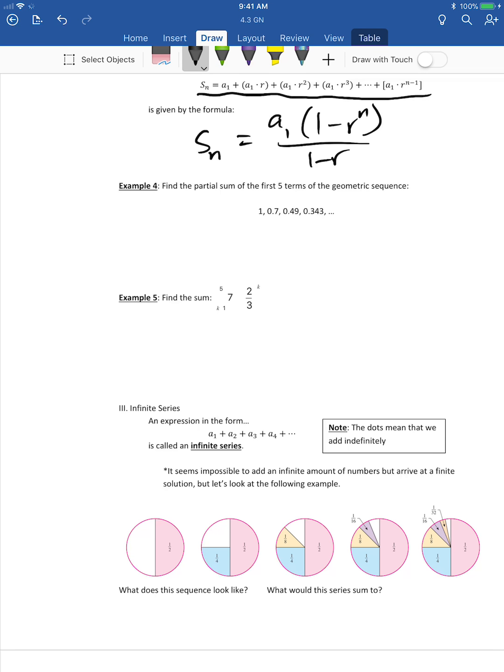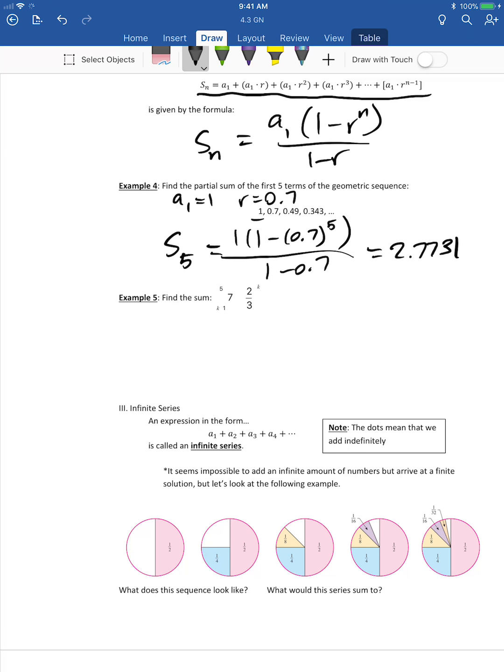Example 4, find the partial sum of the first 5 terms of the geometric sequence. That means we want the 5th partial sum. The first term is 1, so a1 equals 1. What is r? What am I multiplying each term by? Multiplying by 0.7. So plug this into your formula. To the nth power, n in this case is 5, all over 1 minus 0.7. And you'll get 2.7731. All right.